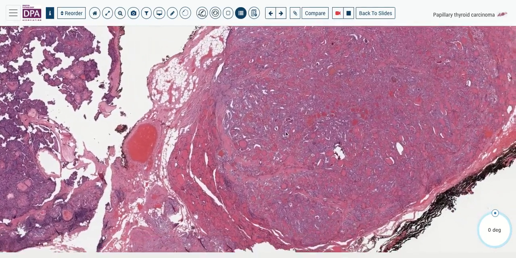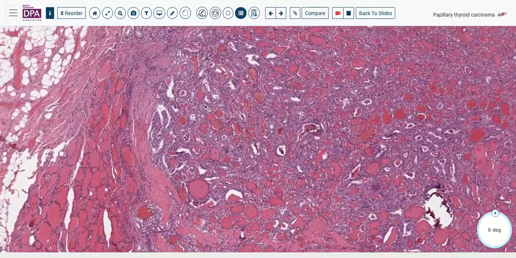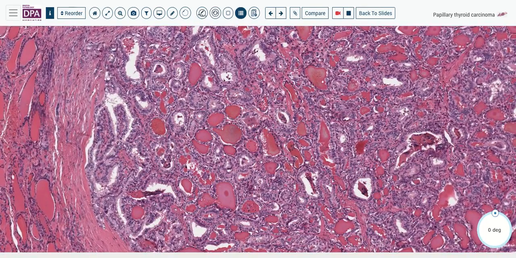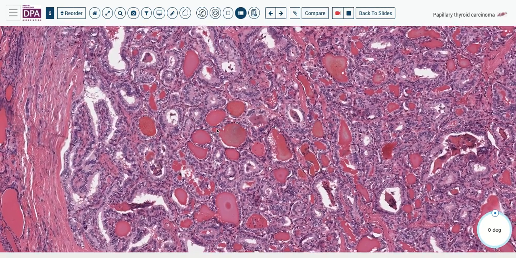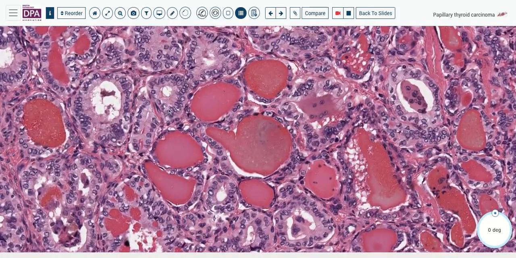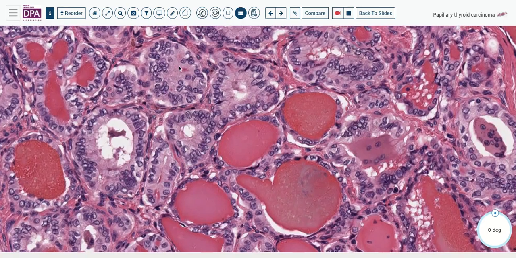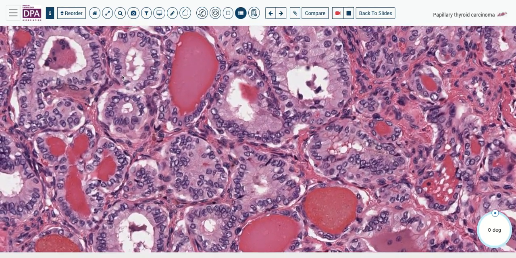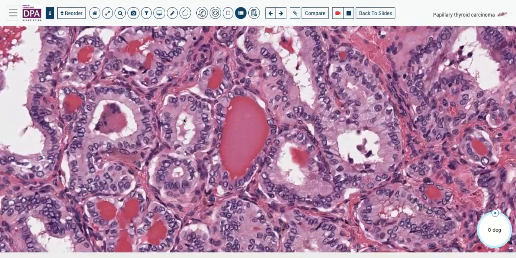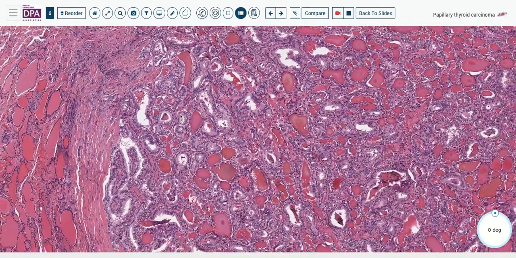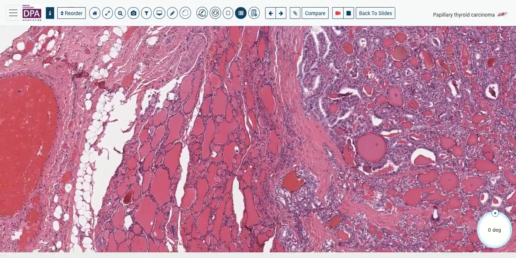And here's one where we can see quite nicely papillary architecture, such as right here, a little papillae projecting into this space, as well as follicular structures in the background. And again, the nuclear features here are those of papillary carcinoma: nuclear clearing, some grooves, and nucleoli, hyperchromasia to these nuclei.